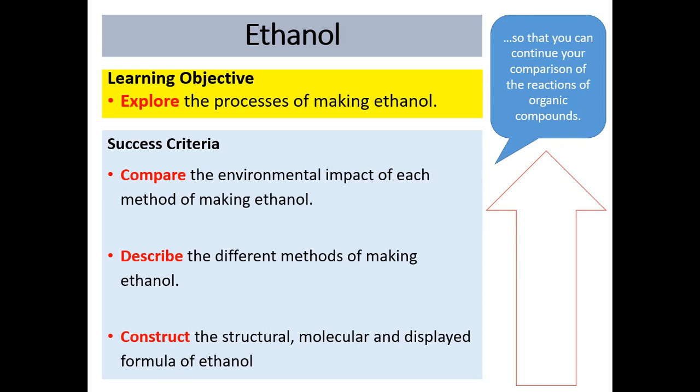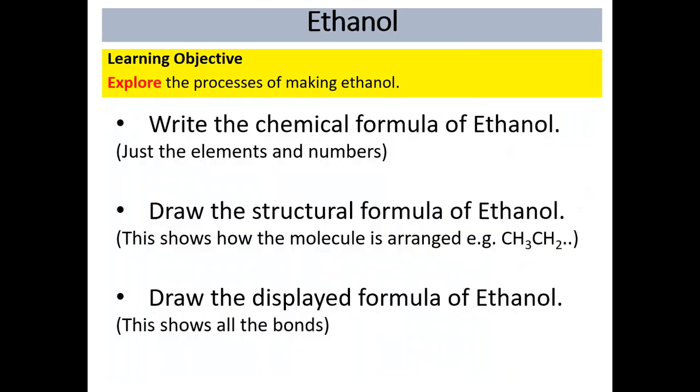We're then going to describe the different ways of making it, and then we're going to compare the environmental impact of making ethanol by both of those methods. So firstly then, I want you to think about ethanol. So how many carbon atoms would that have? All on the end, what does that mean for the structure?